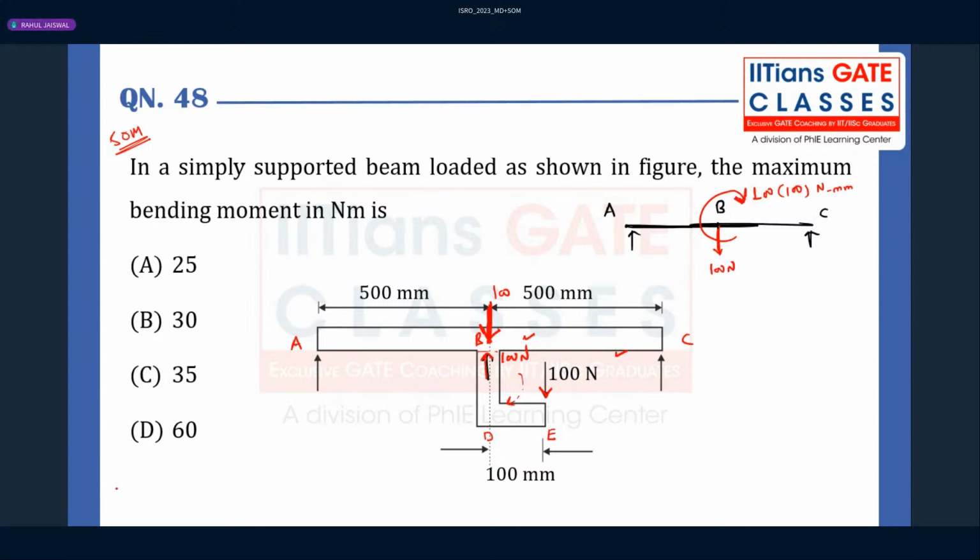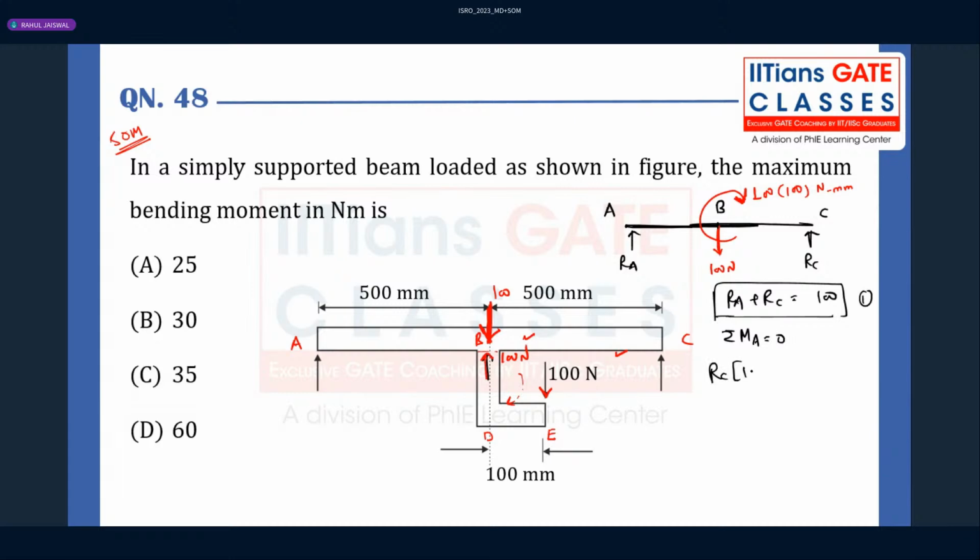Now we know the exact loads which are acting on the beam. Now we can calculate the reaction forces, Ra and Rc. Ra plus Rc is 100, by using summation of forces in the y direction to be 0. Now we take summation of moment about A to be 0 by static equilibrium conditions.